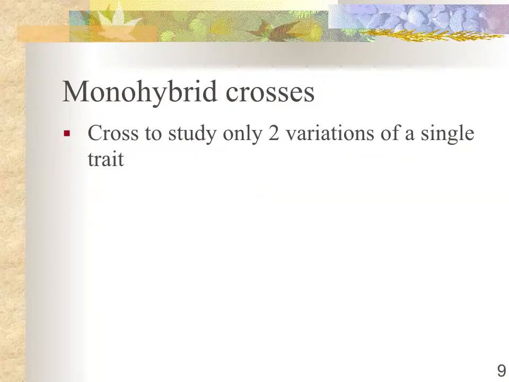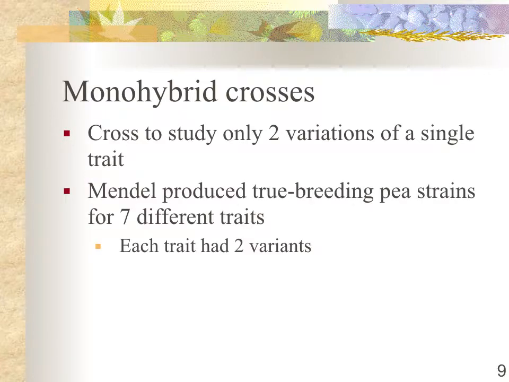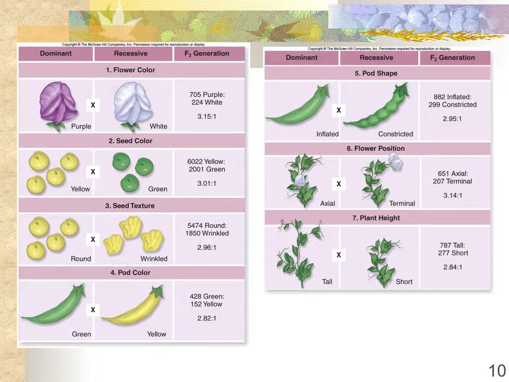Okay, so he did this mostly with monohybrid crosses, where he studied two variations of a single trait. And he did this for 7 different traits, each one having just 2 variants. So he did this for flower color, seed texture, pod color, pod shape, flower position, and plant height. And he counted the plants, thousands and thousands of plants, to make sure he got those ratios. And he came very, very close.